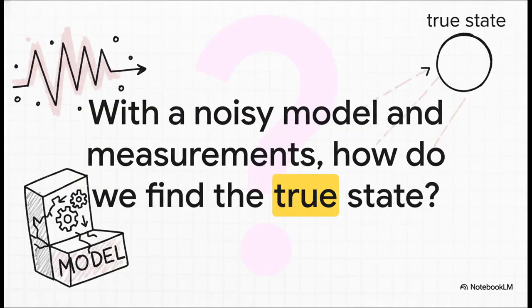So, this brings us to the big problem, right? Our model isn't perfect, and our measurements aren't perfect either. So if everything we can see is corrupted by noise, how on earth can we figure out the true state of the system that's hiding underneath it all?